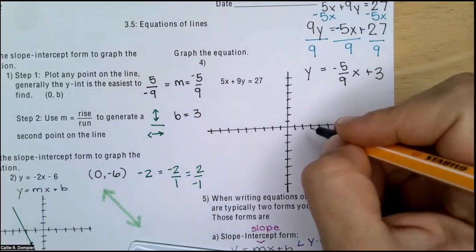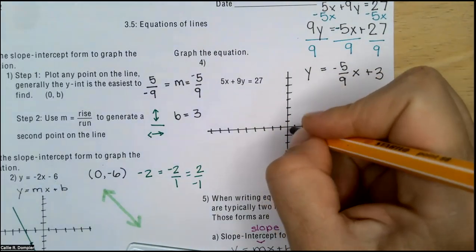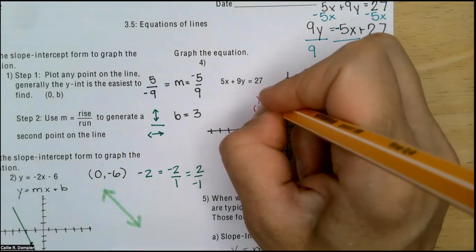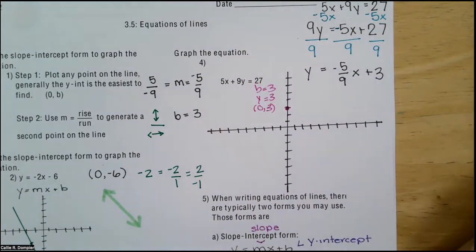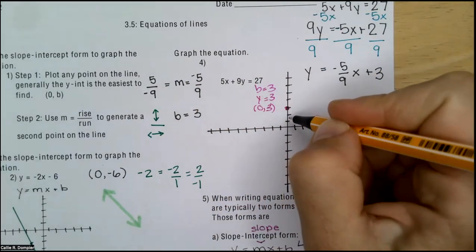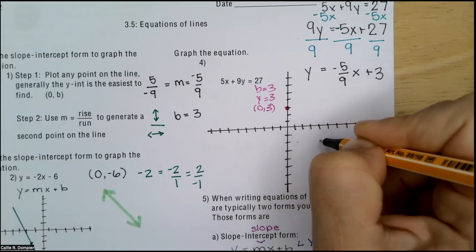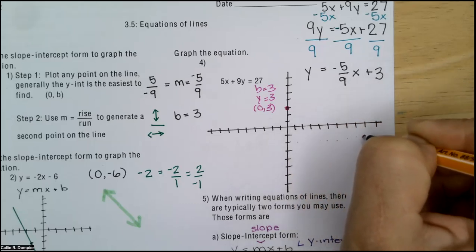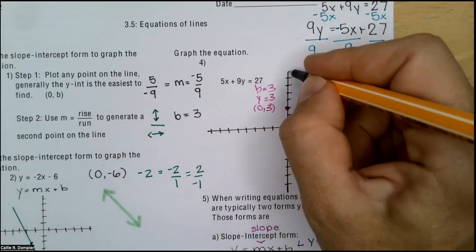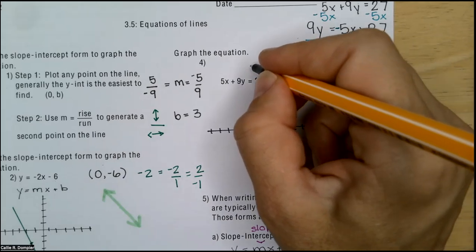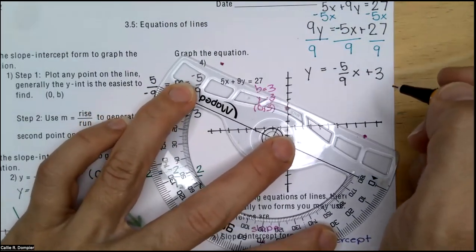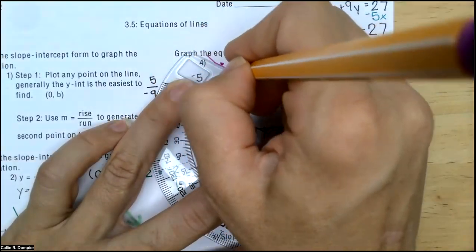So b is equal to 3. That means on my y-axis, I'm going to start at +3. 0, 3, y equals 3, b equals 3. It's my y-intercept. Down 5 over 9, or up 5, left 9. That would be the graph. Hopefully it lines up. Not great at drawing these lines.